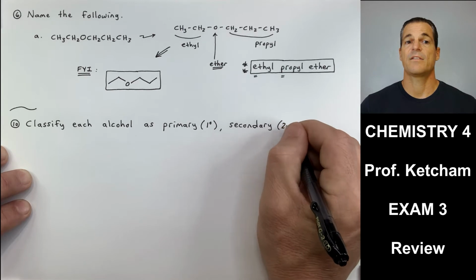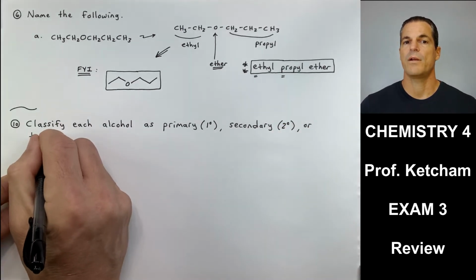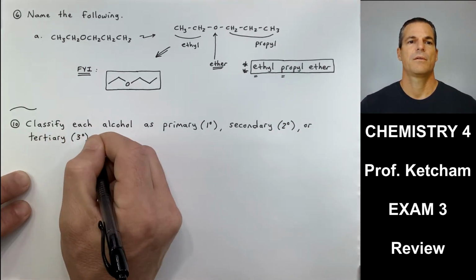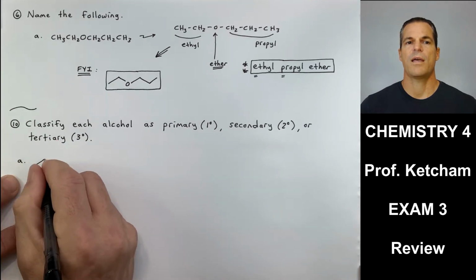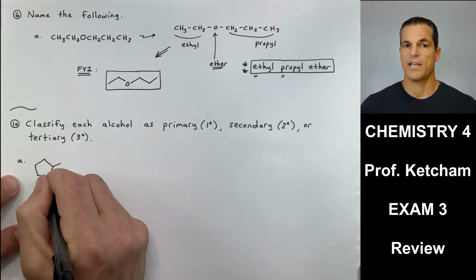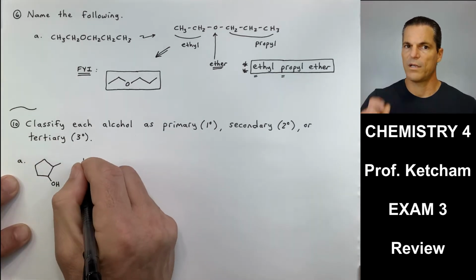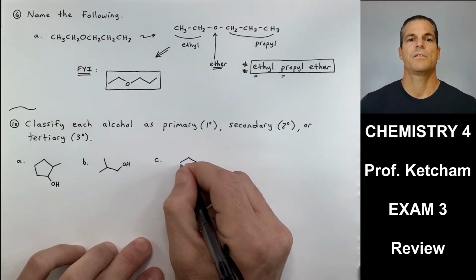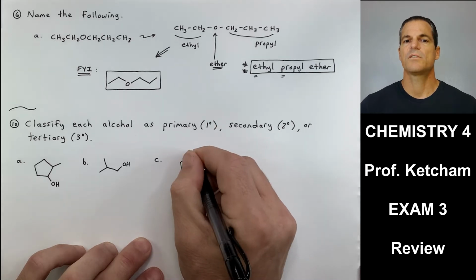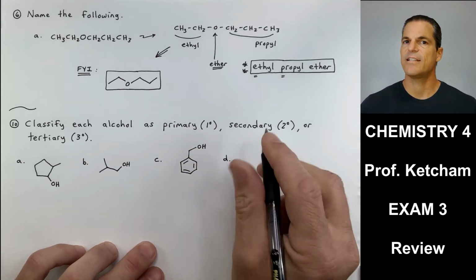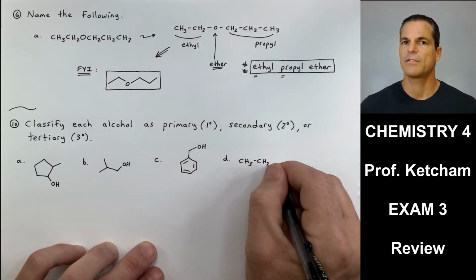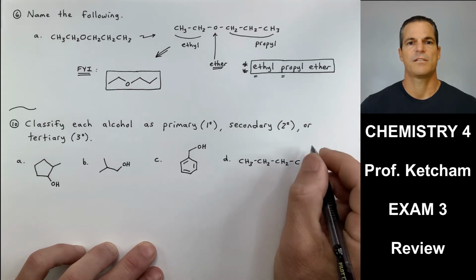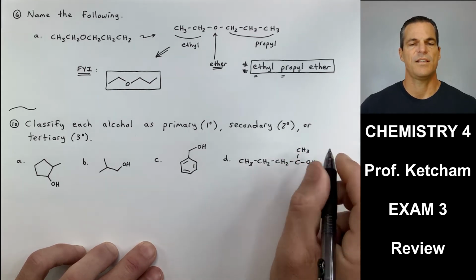Number 10, classify each alcohol as primary, secondary, or tertiary. So a primary alcohol, the carbon that the OH is attached to is attached to one other carbon. Secondary would be attached to 2 other carbons. So let's practice this. Take a close look at C. C is an alcohol because that OH is not directly attached to benzene. It's not a phenol. C is indeed an alcohol.